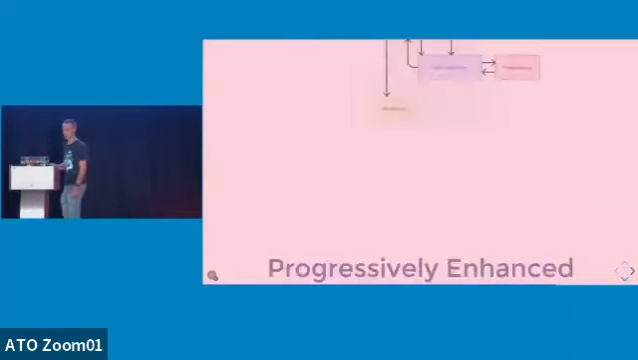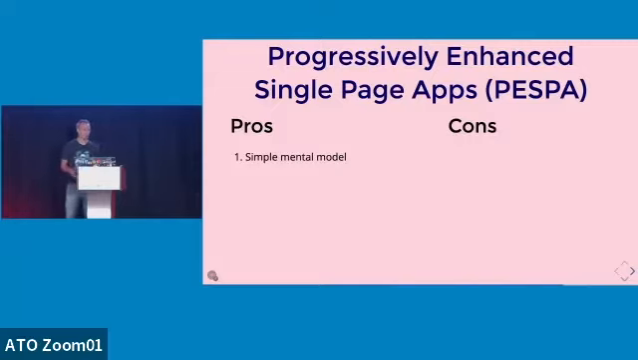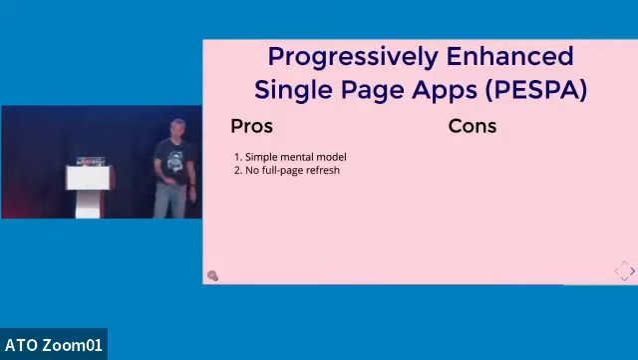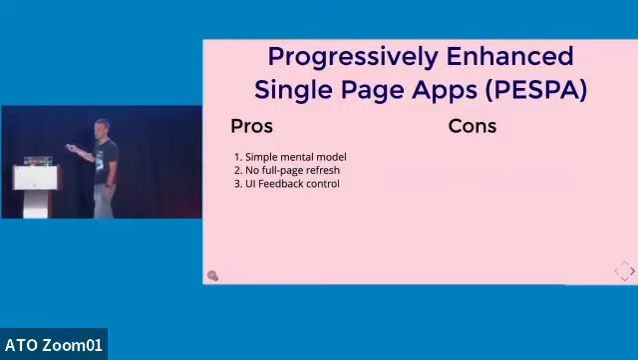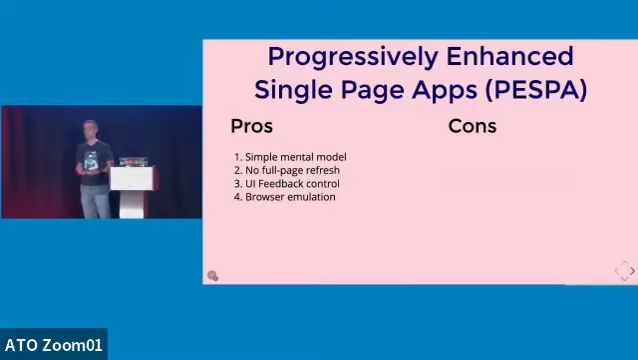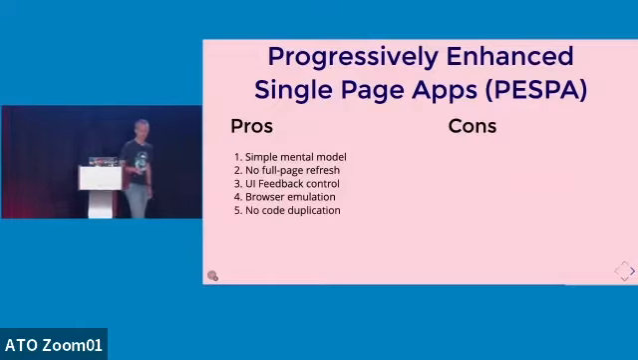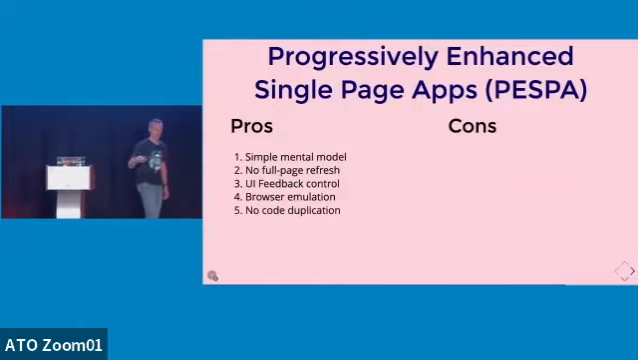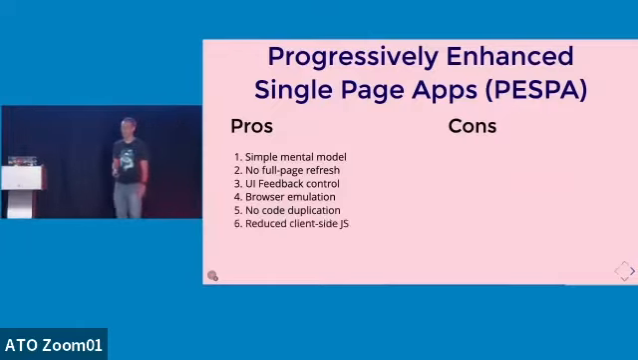So let's talk about some of the pros. We have the simple mental model again. When you're working in a PESPA architecture, it feels like you're working in an MPA architecture. It really does. It just feels that simple. We don't have the full page refresh. We have our UI feedback control. It feels like you're just working with the browser the way that it was intended. And we'll actually look at some code to see what that feels like. And we got rid of the code duplication of Pempas, progressively enhanced multi-page apps. We also reduced client-side JavaScript because we're moving as much of our stuff over to the server as we can.